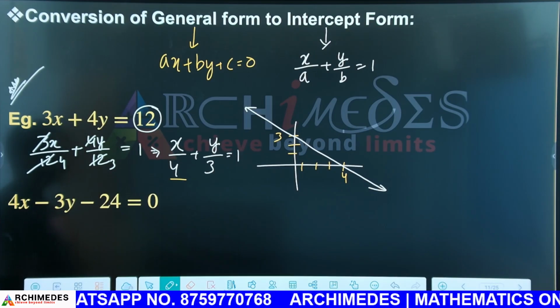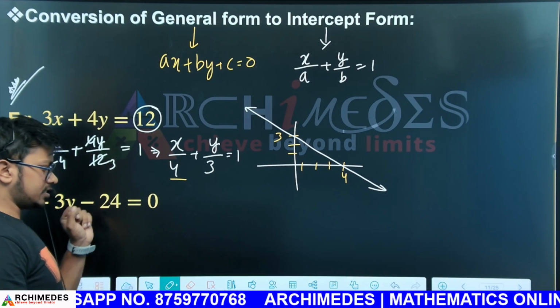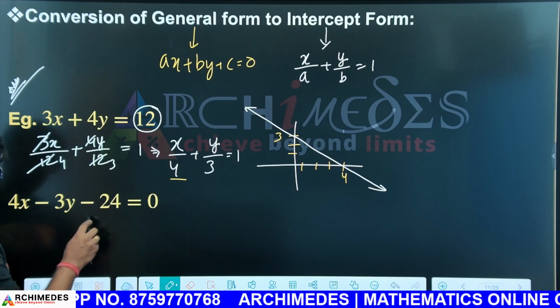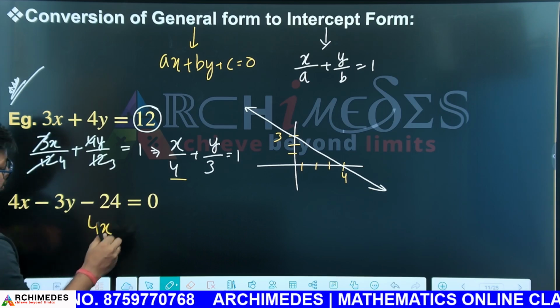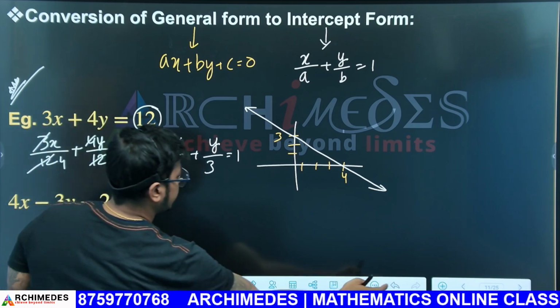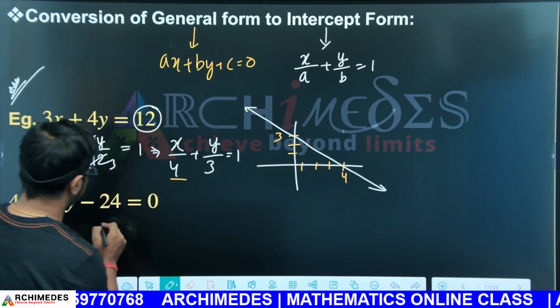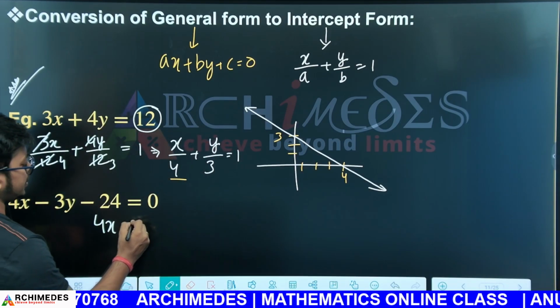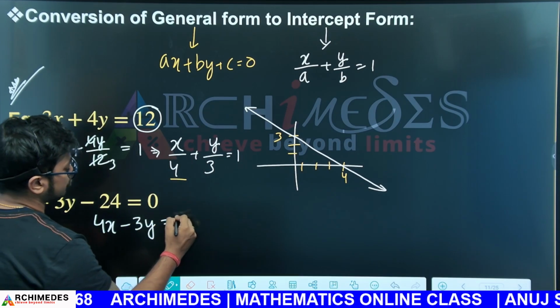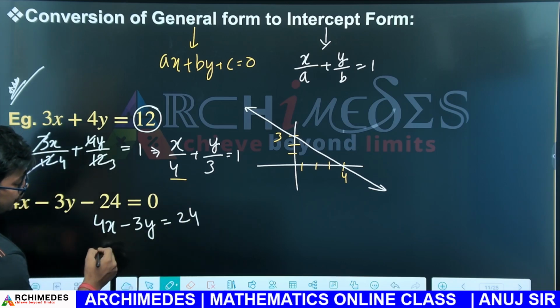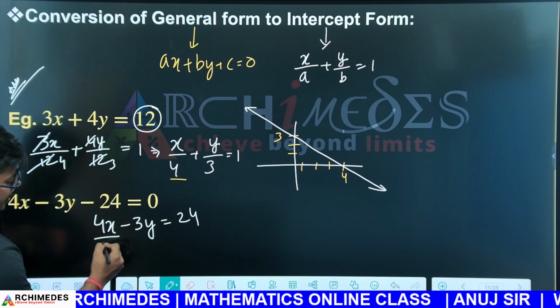Clear? One more thing, listen carefully. This is an interesting one. This is also the same thing. First I will write 4x minus 3y, because you have to make the constant term on the right hand side. So 4x minus 3y equals 24. So I have to divide by 24.